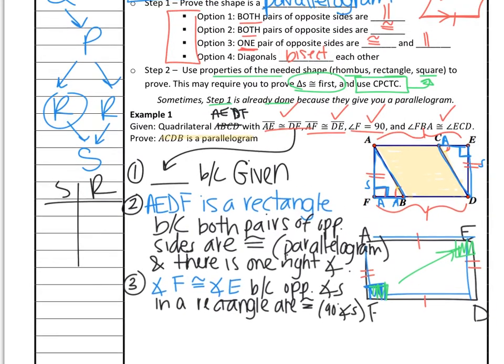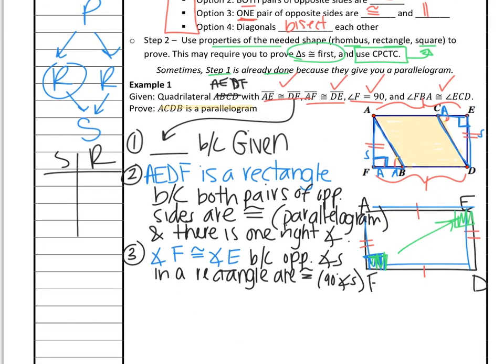And now when I look at this, I can see that I have AAS on both triangles. That's going to help me out because then I can maybe get a pair of sides or a pair of angles congruent within the actual parallelogram by using CPCTC. So here I'm going to say that triangle AFB is congruent to triangle DEC, and that's because of AAS.